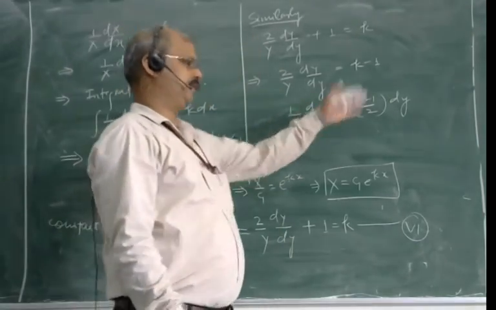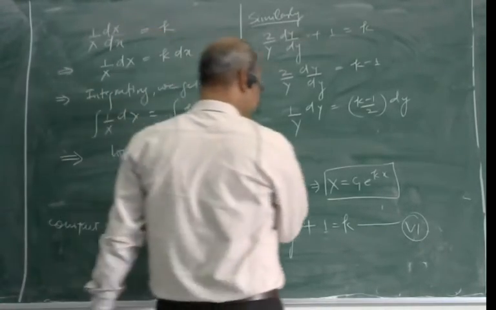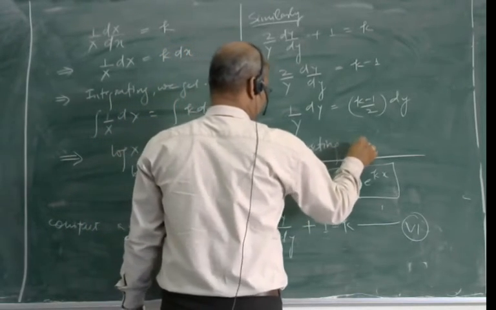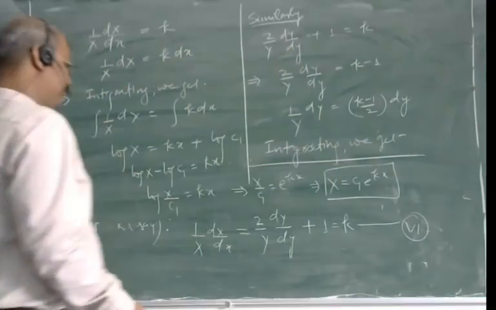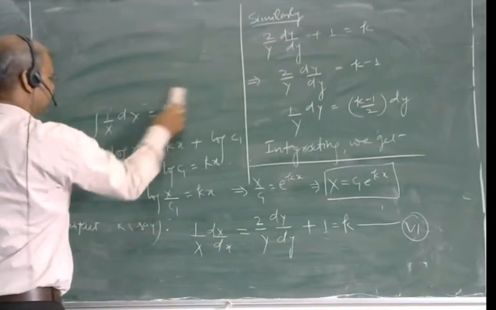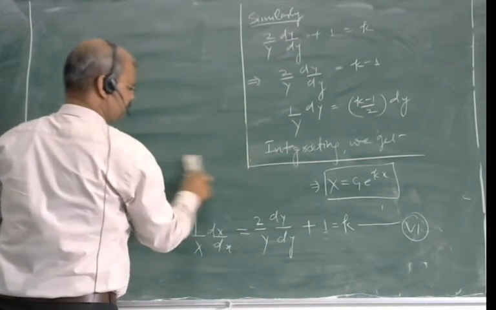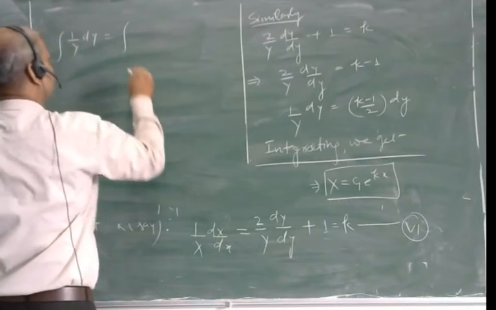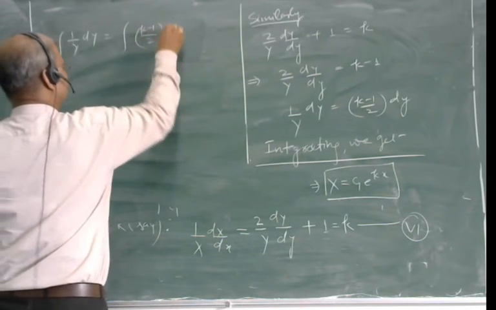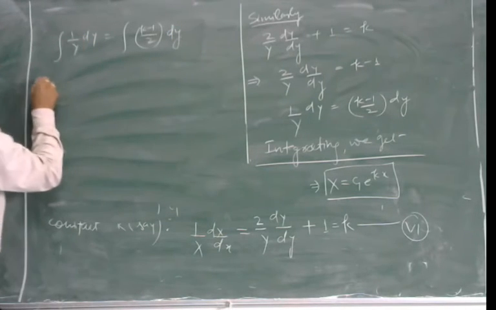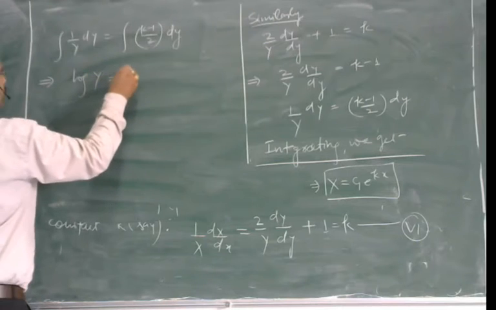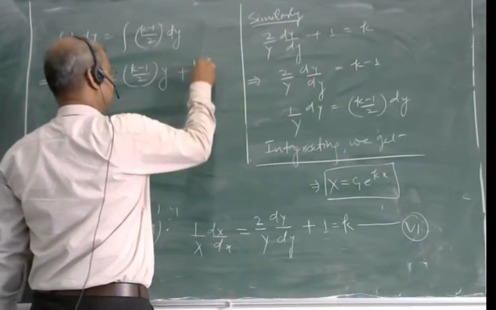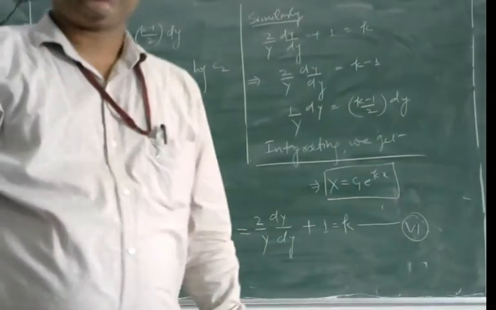Okay, so variables are separated. In this case, integrating, we get the integral of (1/Y) dY equal to the integral of (k minus 1)/2 dy, is equal to log Y equals (k minus 1)/2 into y plus log c2. Okay, students, plus log c2.